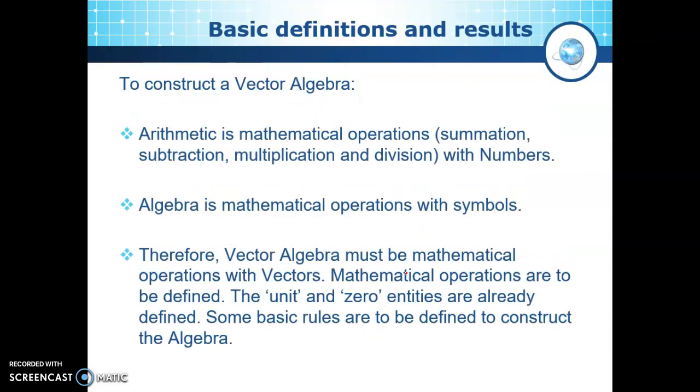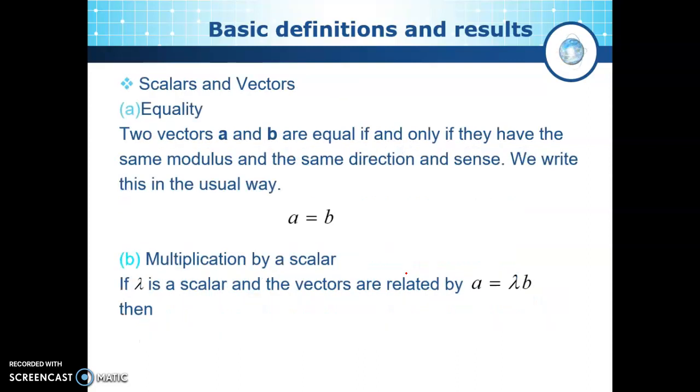Okay. Next, to construct a vector algebra: arithmetic is mathematical operation. We have 4 mathematical operations with numbers. Algebra is mathematical operation with symbols. Therefore, vector algebra must be mathematical operation with vectors. The unit and zero entities are already defined. Some basic rules are to be defined to construct the algebra.